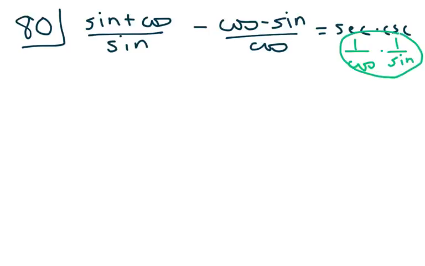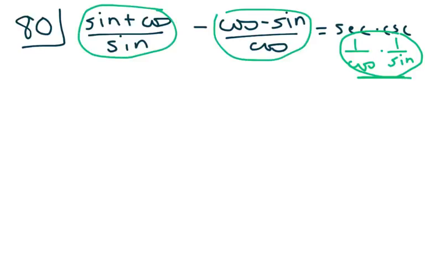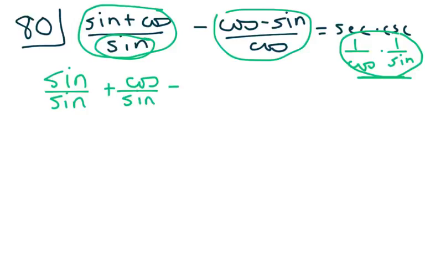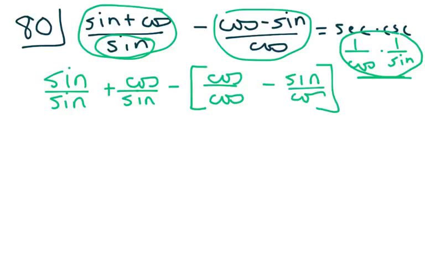Now my first reaction is to cross multiply on this or get a common denominator. But since it's so simple here, I'm just going to break these two down. So I'm going to write this common denominator under each piece. So this would be sine over sine plus cosine over sine minus, I'm going to put this in parentheses here, cosine over cosine minus sine over cosine.